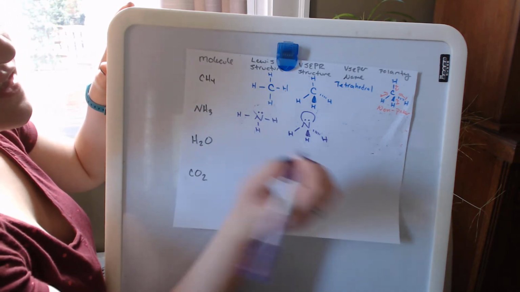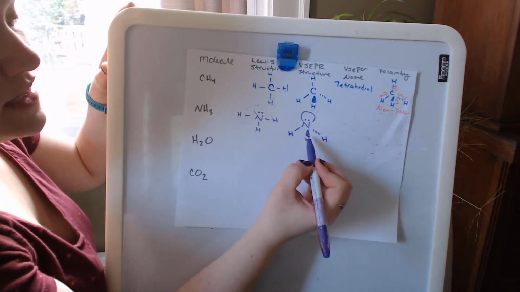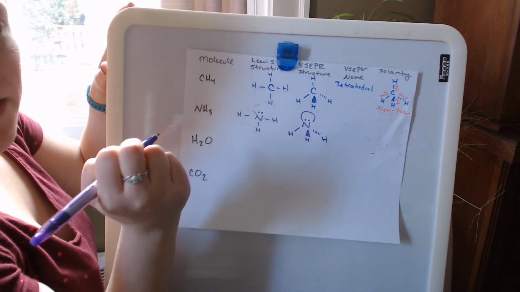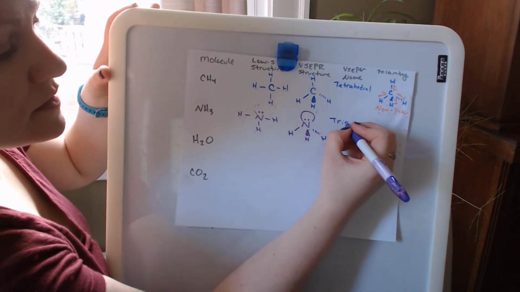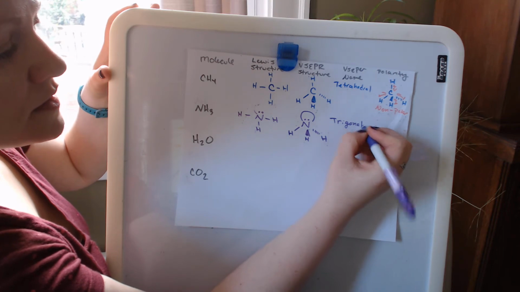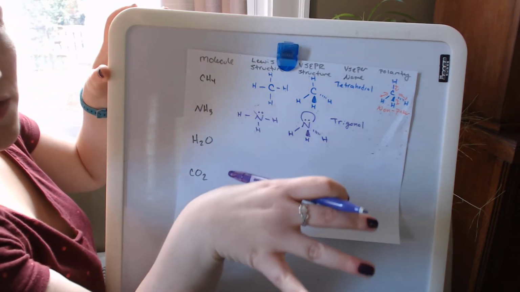The name for this VSEPR model, where there's a non-bonding pair at the top and 3 bonded pairs at the bottom, is trigonal pyramidal. Trigonal for 3, like a triangle. Pyramidal because they're all spreading out.